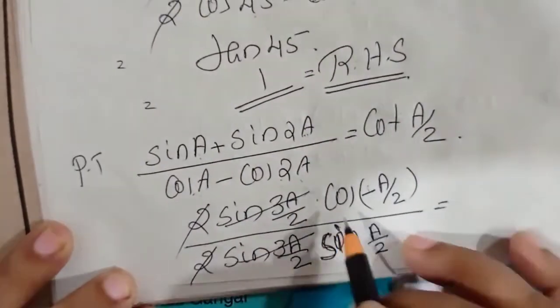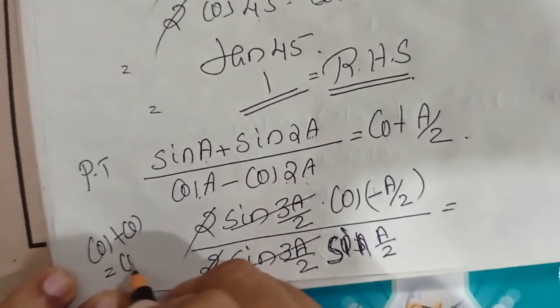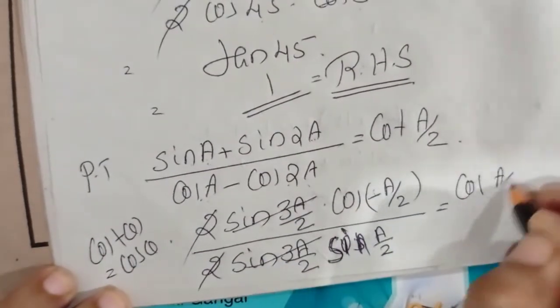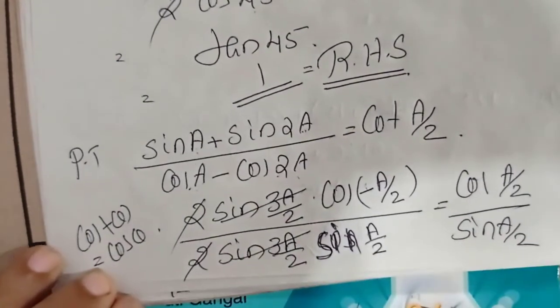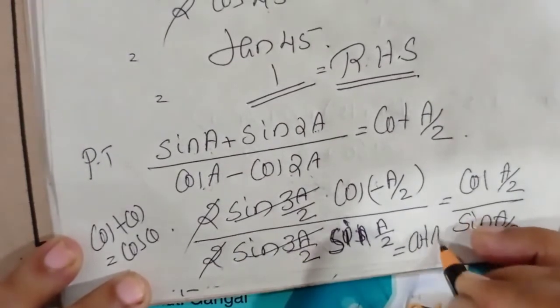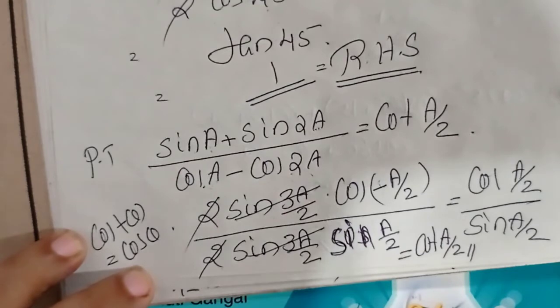Can you say what is cos minus theta? Cos minus theta is cos theta itself. Therefore, we can write cos A by 2 by sin A by 2. What is cos by sin? Yes, cot A by 2. Therefore, we prove that result also. Then next problem.